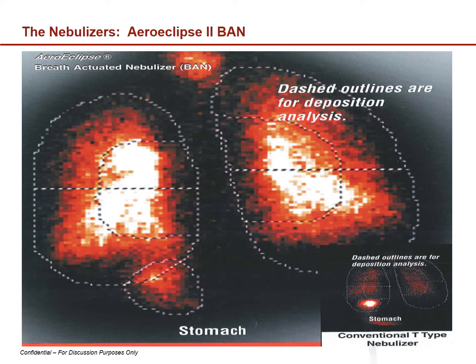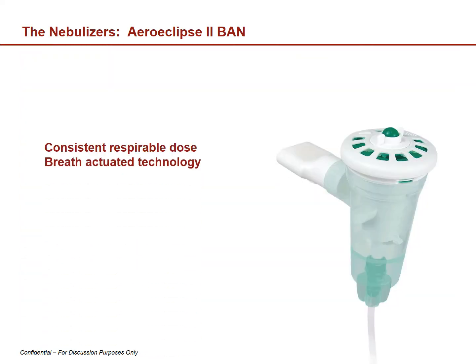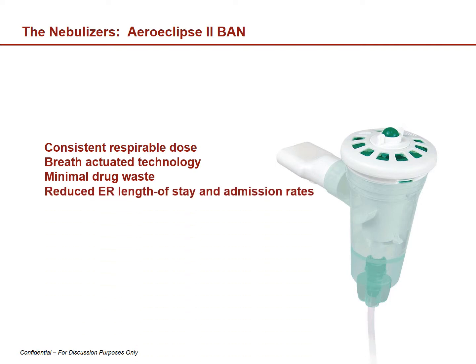The majority of medication from traditional nebulizers deposited in the patient's throat or in the patient's stomach, with 72% of the medication depositing in the patient's lungs with the AeroEclipse. Breath-actuated technology reduces the amount of drug lost to the environment when the patient exhales. It also maximizes the dose delivered to the patient, which may potentially reduce time spent in the emergency department and admission rates. The AeroEclipse also leads to more efficient treatment times due to its ability to administer a higher dose of medication in less time.